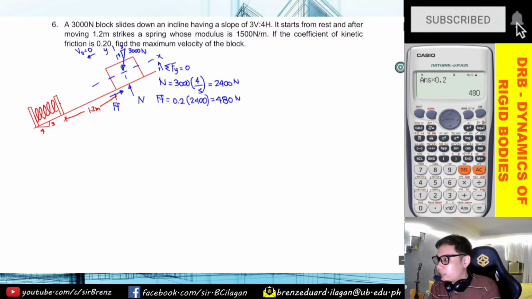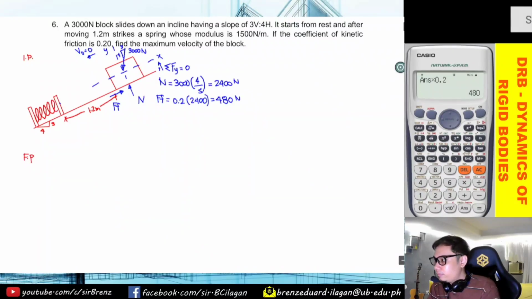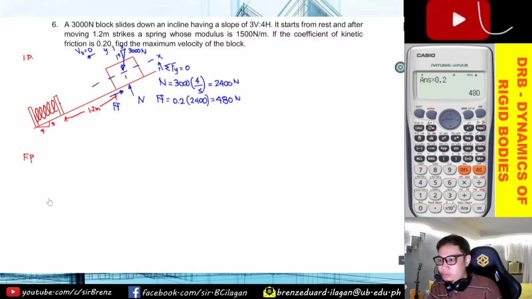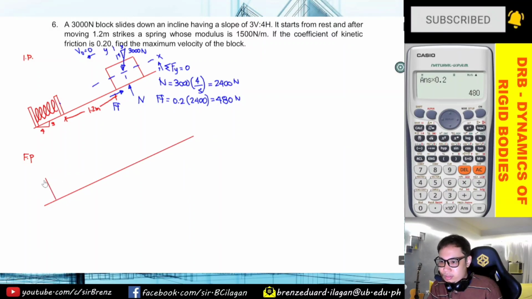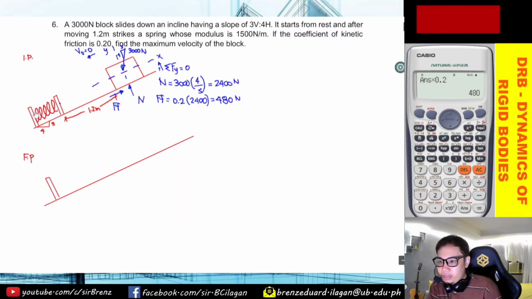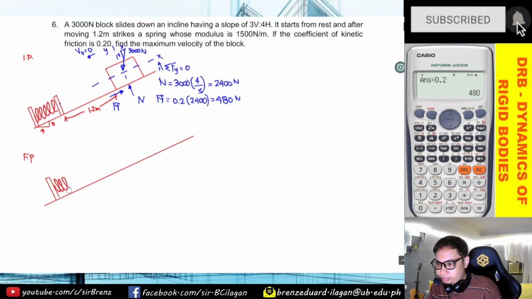So, let's just say that this is our IP, initial position. And then final position. And so, para mas ma-visualize lang, gawa lang natin dito. Ayan. So guys, yung spring nyo, kung ganito siya kahaba before, anong nangyari dyan? Na-compress na yan. Ayan. So medyo i-exaggerate lang ulit natin yung drawing.